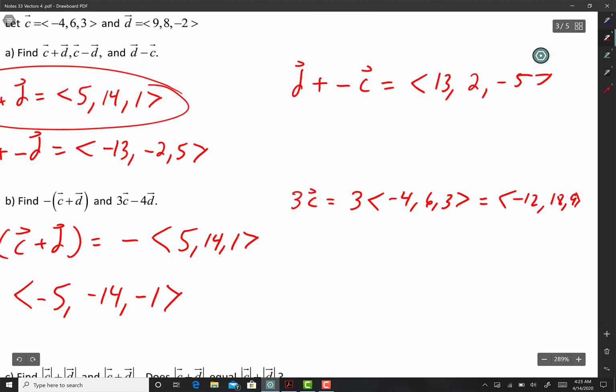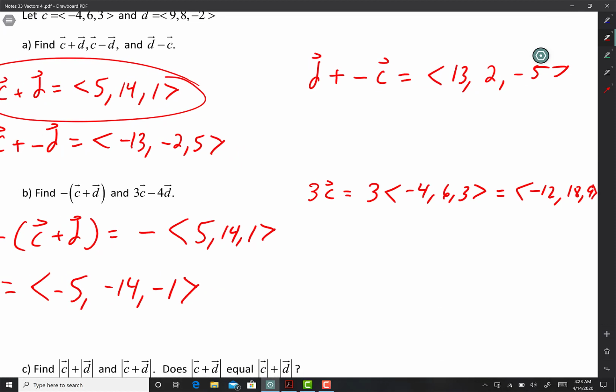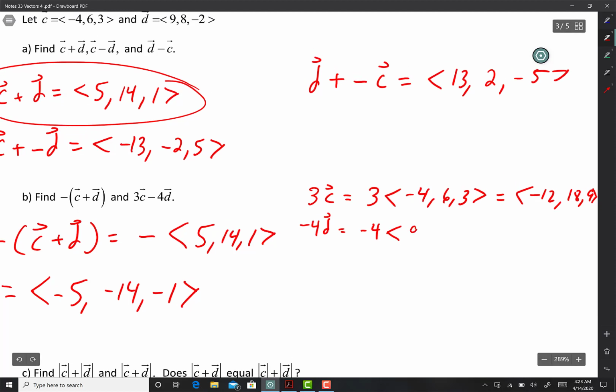All right, now that I have that, I also need 4D. So I'm going to, you know what? I'm going to make it a -4D. So -4, and then vector D was 9, 8, -2. So let's see. -36, comma, 4 and 8, 8, 16, 32. So -32, comma, and a +8.